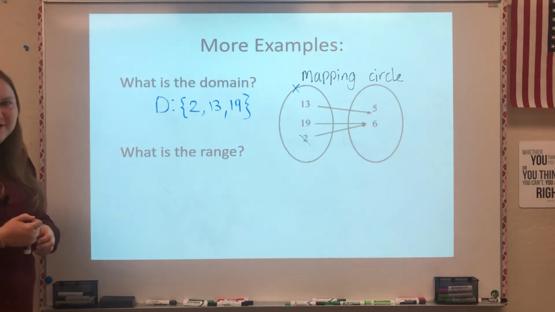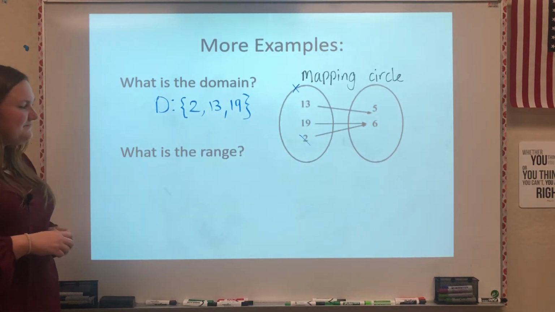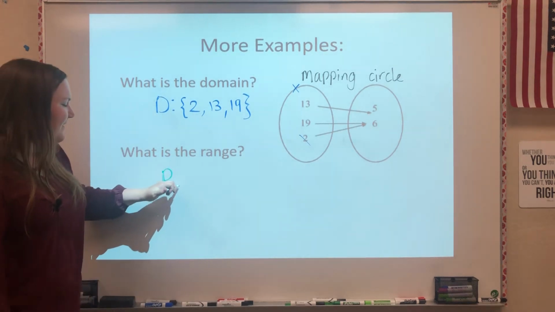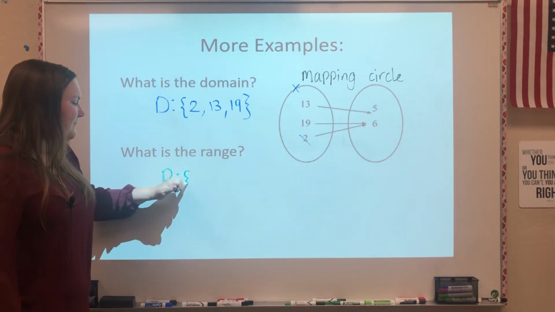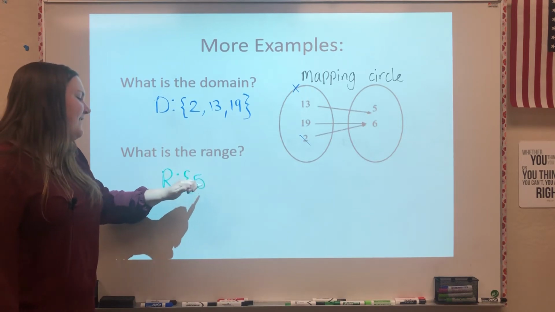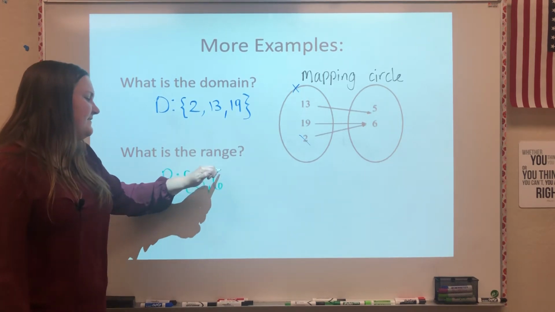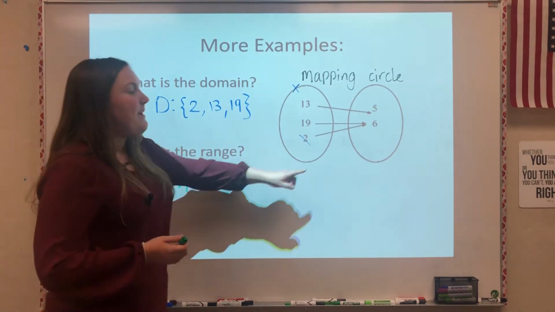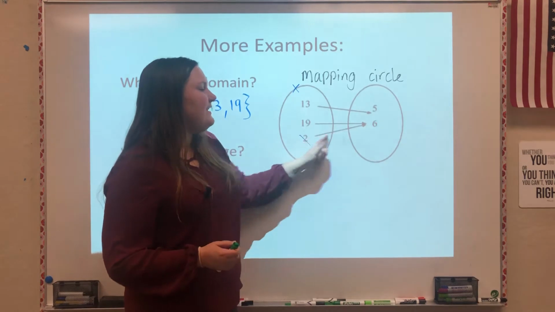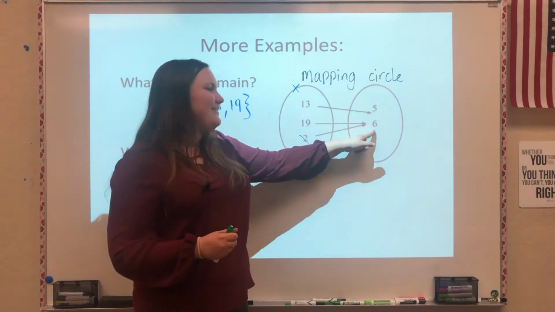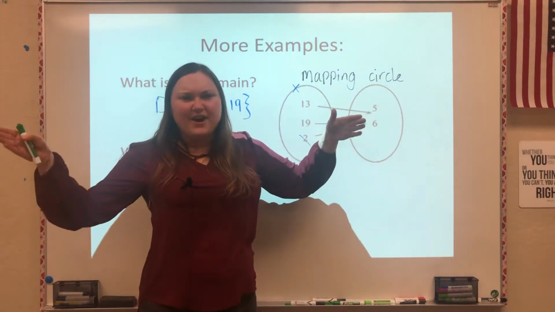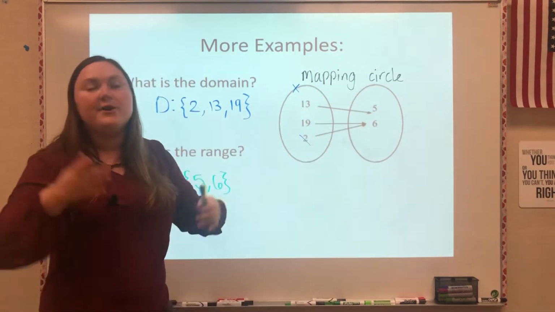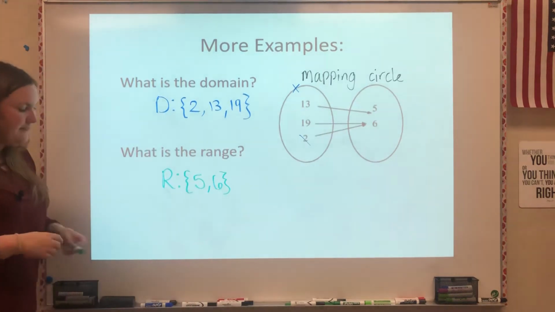What about the range? Why don't you try range? Well, our range for this, I'm going to say R for my range, and then bracket 5, comma 6, and then close my bracket. One of the benefits of a mapping circle is we've got 2 points that have 6 as the y coordinate, but I notice I only see it once. So it's already kind of simplifying that list for you. They don't have 6 listed twice. One of the benefits of a mapping circle.